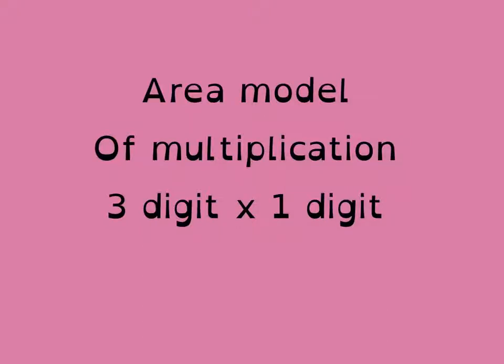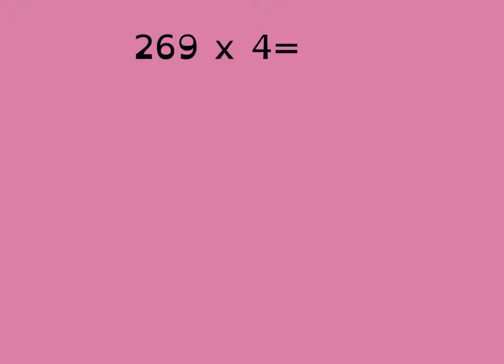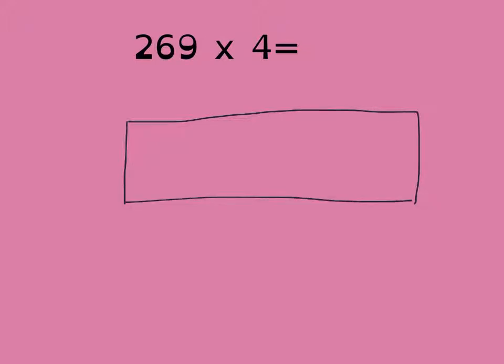In this lesson, we will be reviewing the area model of multiplication, 3 digits by 1 digit. In this problem, we will be multiplying 269 times 4. So first we need to draw our model, which is a rectangle. And we'll break up the 269 into the place values, in expanded form, 200 plus 60 plus 9.